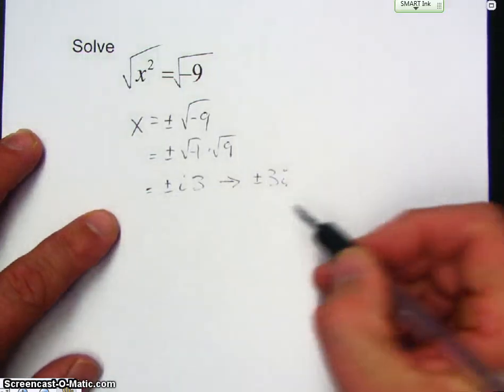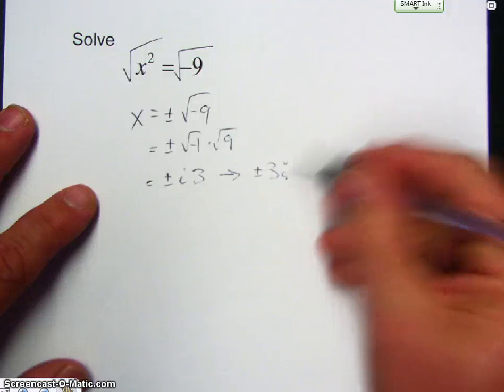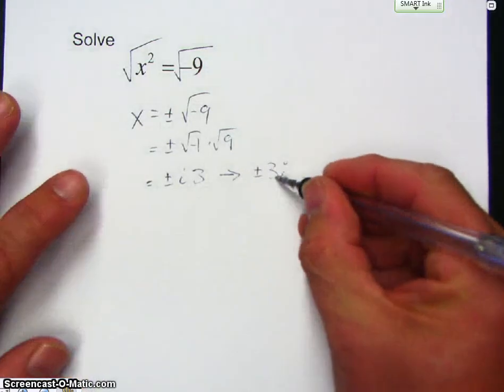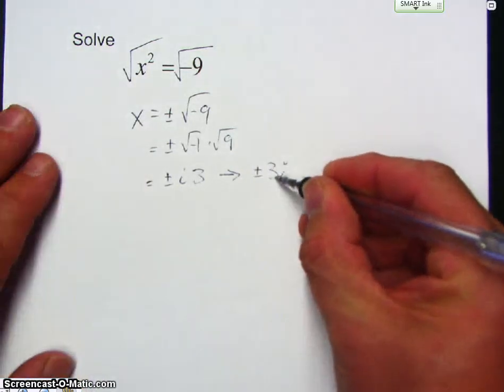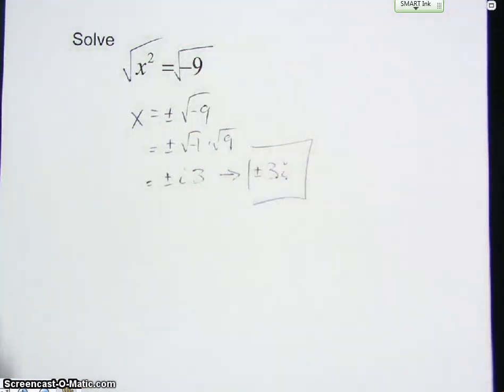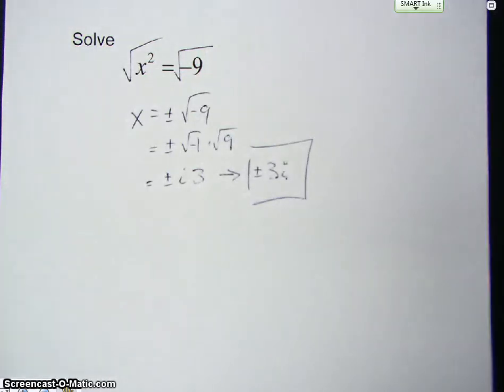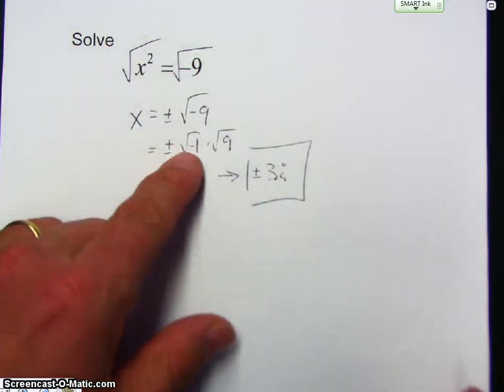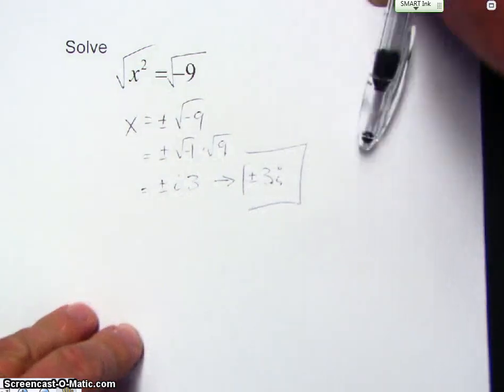You always put the i last, after the non-radical part and in front of a radical. Right? So that would be a solution, but it's not a real solution because you have i. In other words, you have a negative inside the radical.